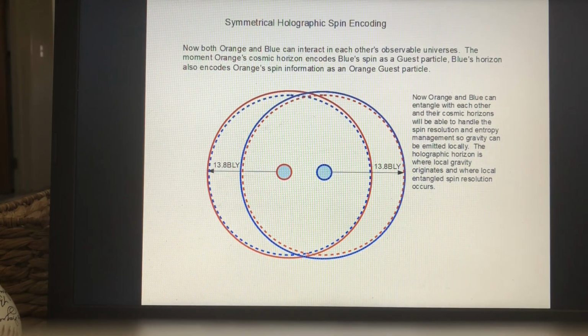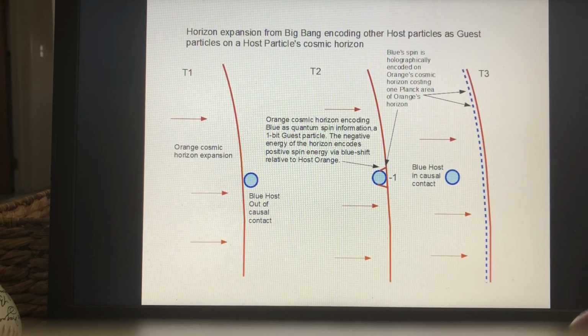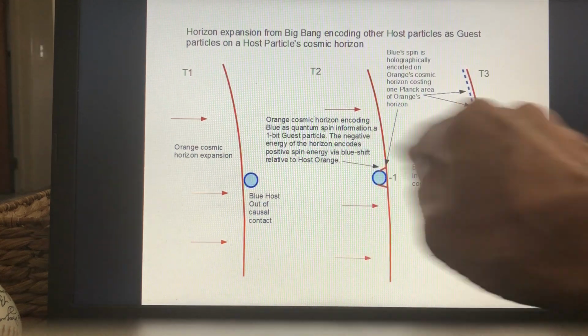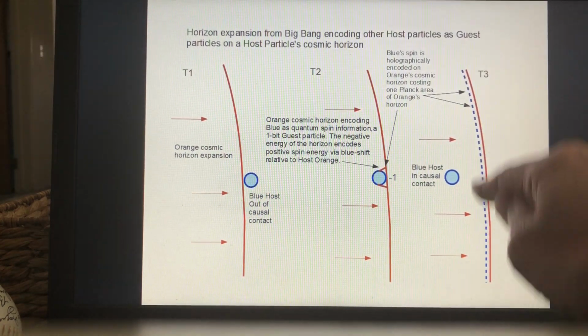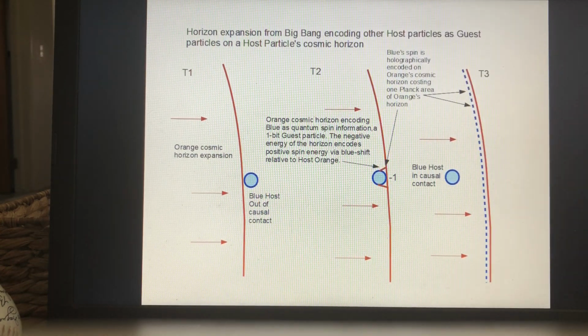And that is it for this little slideshow. I just wanted to show some people what a pre-Big Bang geometry looks like, what it looks like afterwards, how particles get encoded holographically as spin information, how a host becomes a guest. Back up a little bit. This is basically a host particle here. It's still a host, but it's encoded in orange's universe as a guest right there.